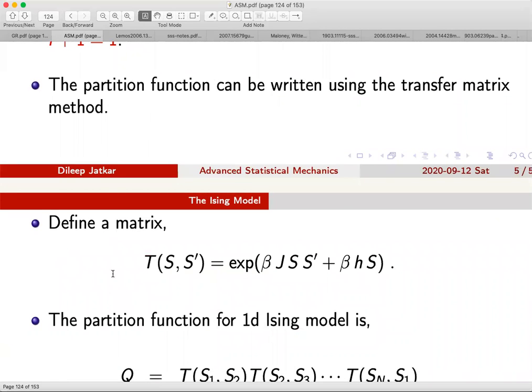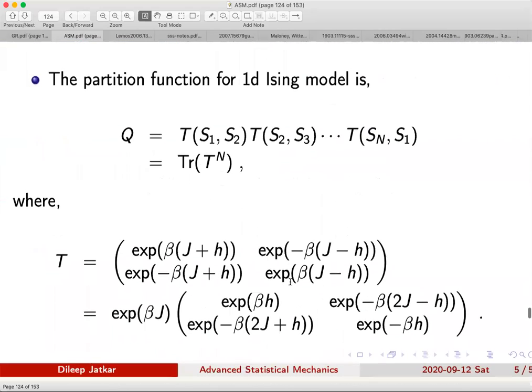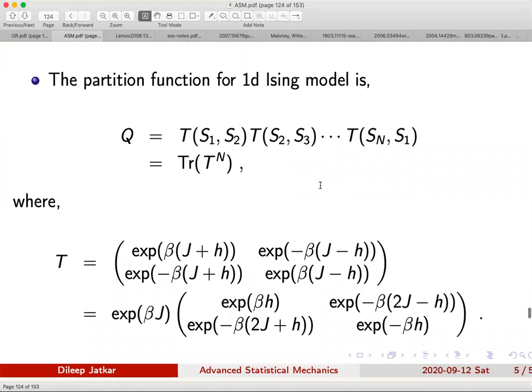Now, if you write it in this particular form, the matrix doesn't seem symmetric. One way of writing the matrix so that it looks symmetric is to write half of beta h times (s plus s prime). If you do that, then it is symmetric compared to what we had written down last time. But that doesn't matter really. It would give you the same eigenvalues. It is just that you distribute one of the terms half and half between this transfer matrix and the next one, and so on.